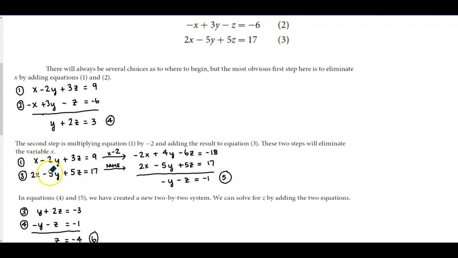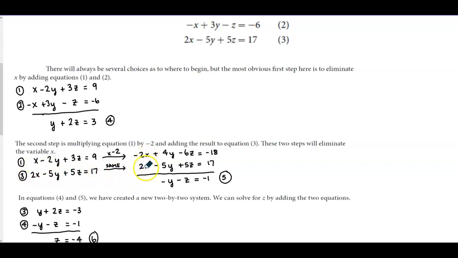So the first equation, we're going to multiply that by negative 2. So we get negative 2 times x, which is negative 2x. Negative 2 times negative 2y is plus 4y. Negative 2 times positive 3z is negative 6z. And negative 2 times 9 is negative 18. And then we're going to keep equation 3 the same.